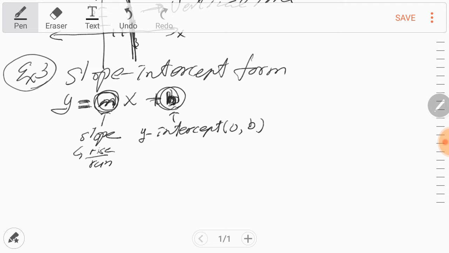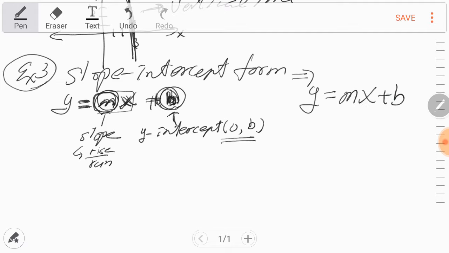Why is this b the y-intercept? You get the y-intercept when x equals 0. So if x equals 0, then mx is 0, and you get y equals b. So this b value is the y-intercept. When x equals 0, then the y value is b. So slope-intercept form can always be written as y equals mx plus b.